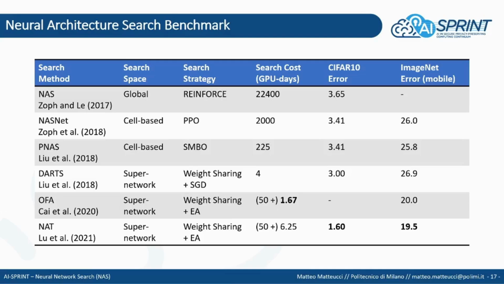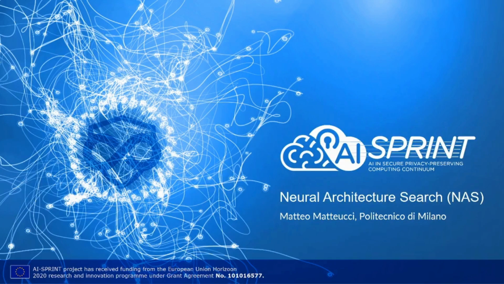Neural architecture transfer uses the same techniques as Once for All. It requires a longer time to specialize the network, but it can achieve lower errors on average. With this, I'm closing the excursus on neural architecture search algorithms, and the lectures on neural architecture search provided by the AI-SPRINT project.